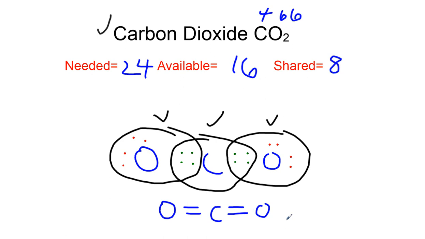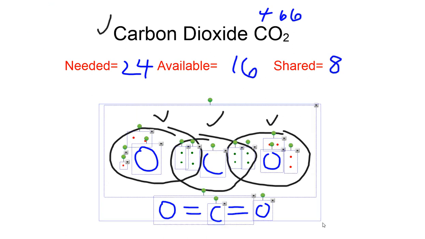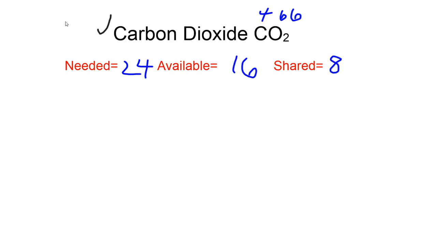Now wait a second though. Is there always just one way to do it, or is there another way we could have done this? Let's take a look at this one more time. Let me draw these back in. I think there may have been another way we could have done it. Okay? Let's do it again. I have 8 shared. 1, 2, 3, 4, 5, 6. Oh, wait a second. Couldn't I do it like that? Is that possible? Let's see if that works.